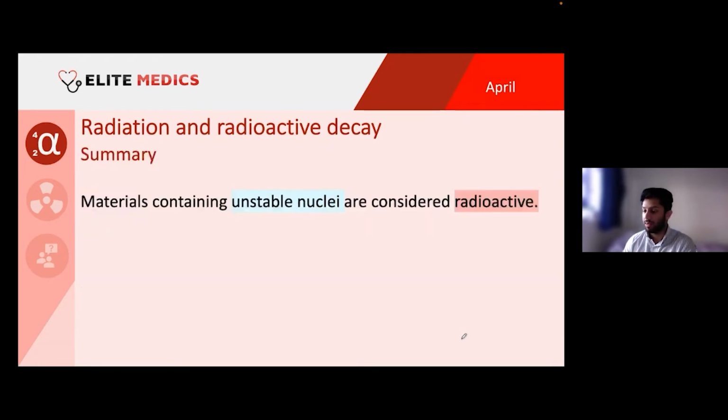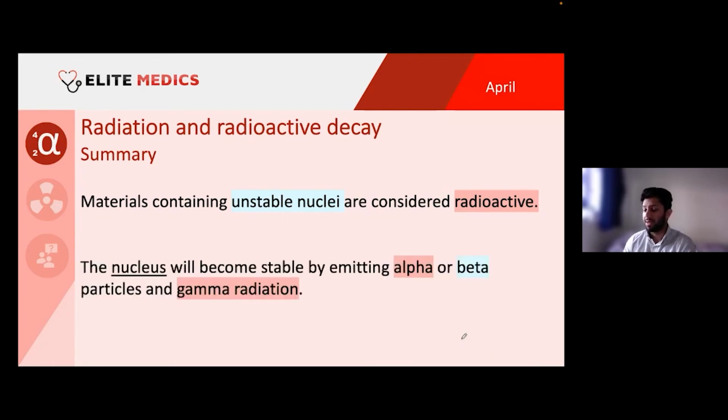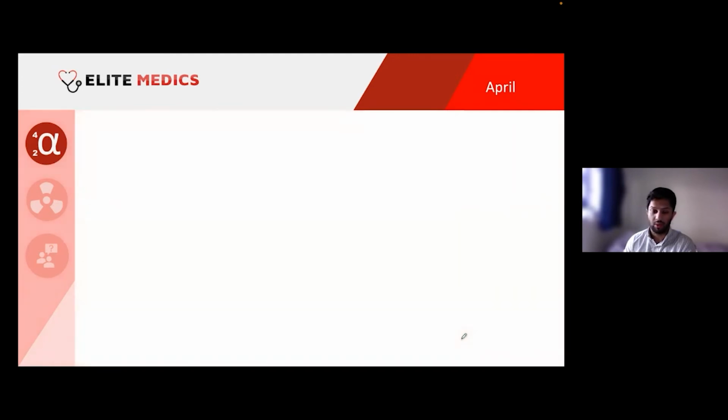And materials containing unstable nuclei are considered radioactive. So radioactive meaning that they're just going to give off radioactive emissions. They're going to break down, the nuclei will break down and give off these particles as emissions. And the nucleus will become stable by emitting alpha or beta particles and gamma radiation. Okay, so alpha or beta particles and gamma radiation.